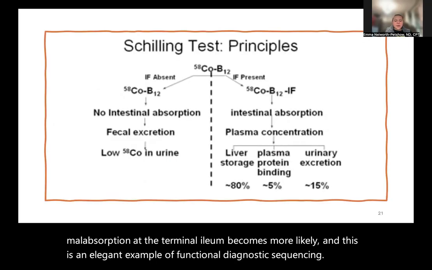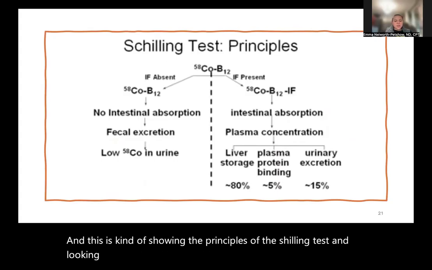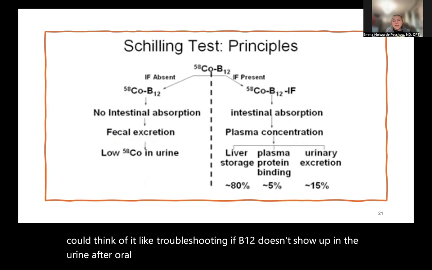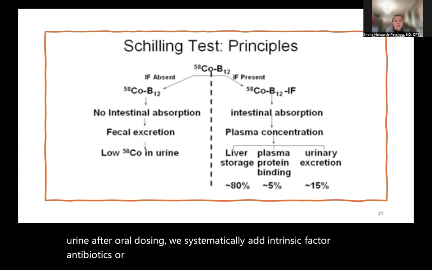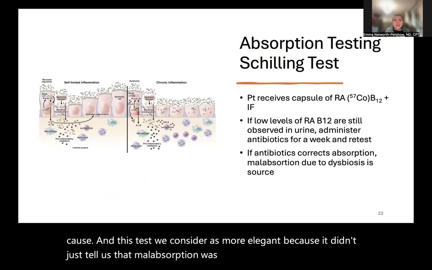This shows the principles of the Schilling test and these sequential versions of it. You could think of it like troubleshooting. If B12 doesn't show up in the urine after oral dosing, we systematically add intrinsic factor, antibiotics, or pancreatic enzymes, depending on the suspected cause. And we consider this test more elegant because it didn't just tell us that malabsorption was happening, it actually helped us determine why.